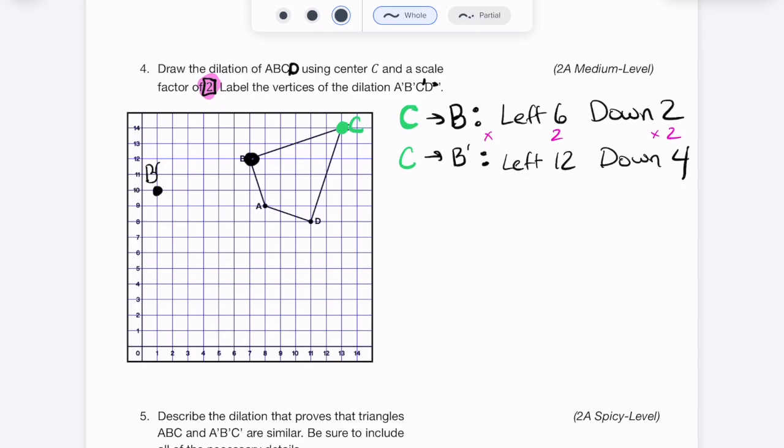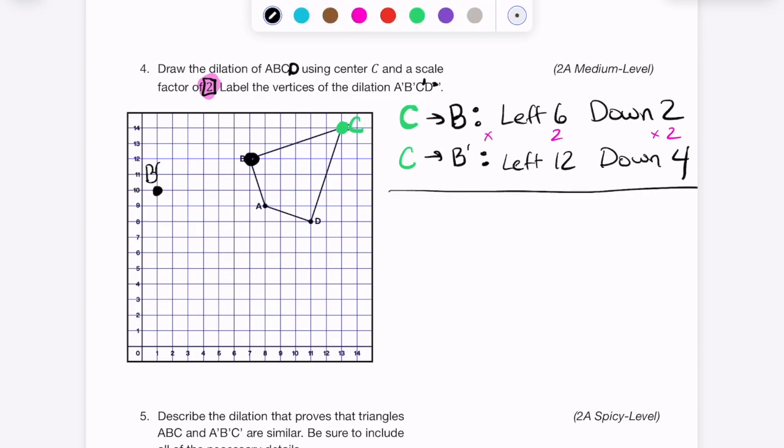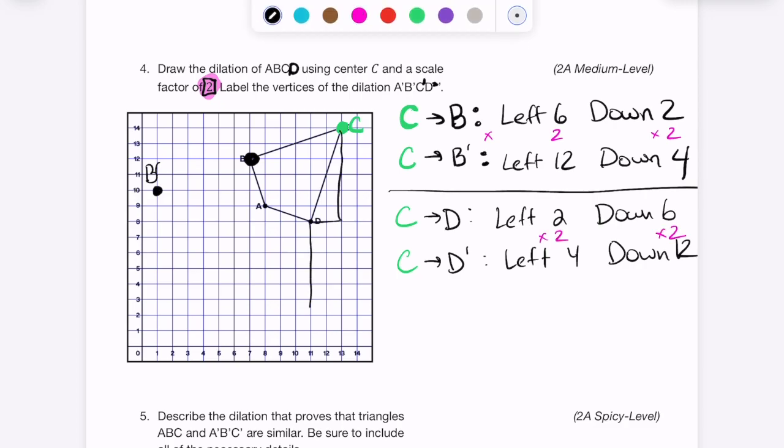Okay, now we do the same thing. We'll do it a little faster to get from C to D. Originally to get from C to D, we're going left 2 down 6. So we're going to multiply that by 2. Instead, we're going to go left 1, 2, 3, 4, and then down 12. Okay, so D should be at that point 9, 2.